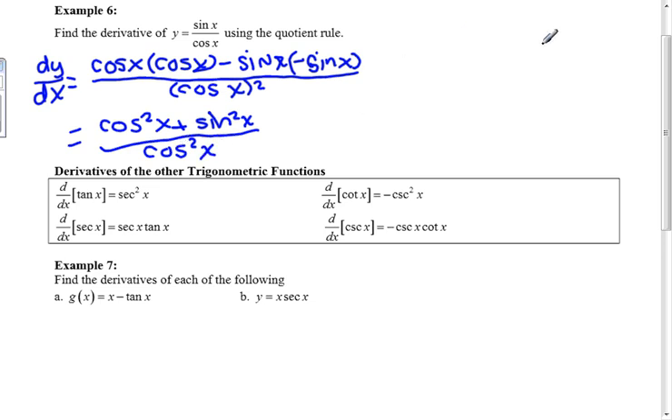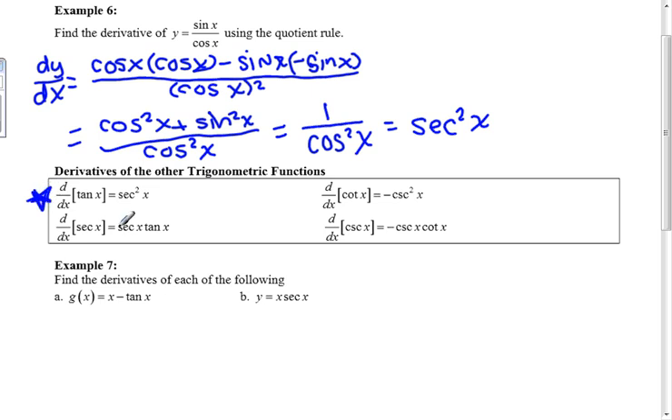Now, if you remember, because of course you remember all of these identities from pre-calculus, cosine squared plus sine squared is just 1. Then we have 1 over cosine squared of x, which from pre-calc I can also write as secant squared of x. So if we look back, sine over cosine is tangent. So we just found the derivative of tangent equals secant squared of x.